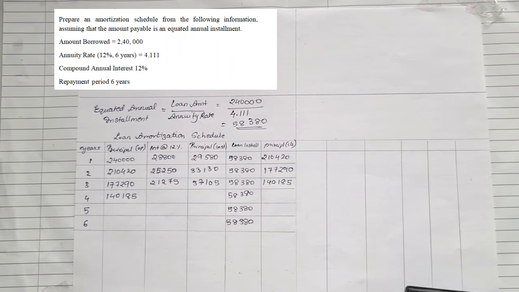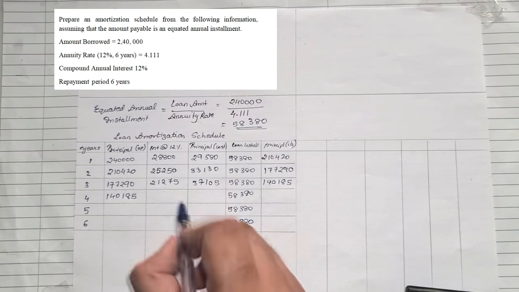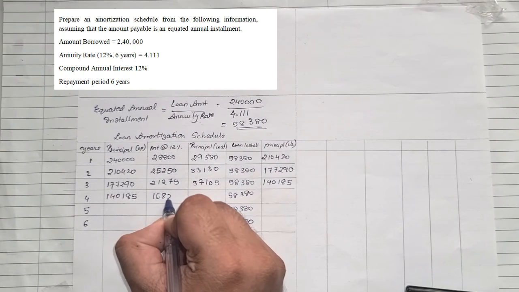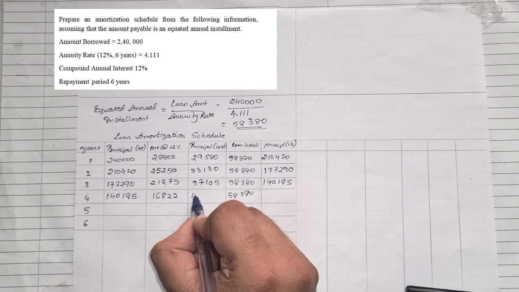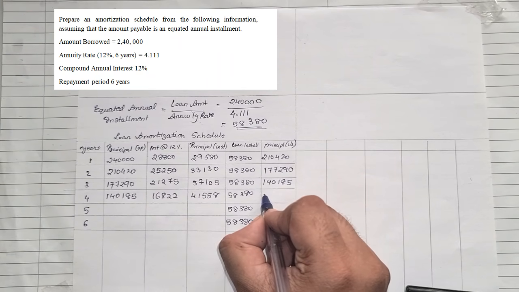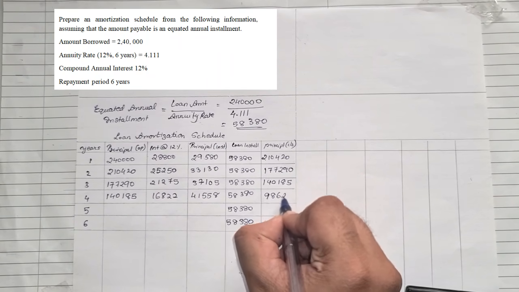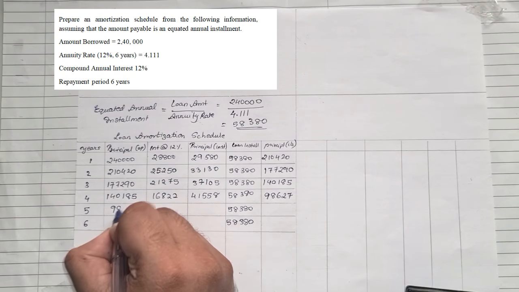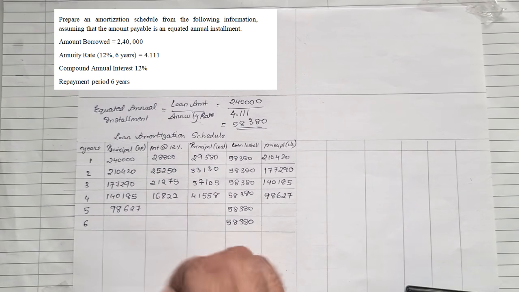Okay, so 140,185 into 12%, the interest comes to 16,822. Subtract it, I will get 41,558. Opening minus installment, I'll get the closing balance as 98,627. Same thing comes here, 98,627.